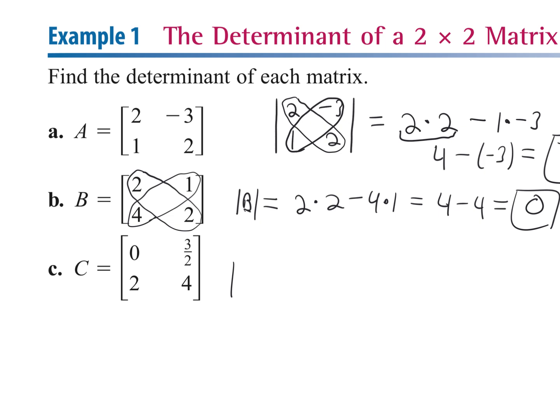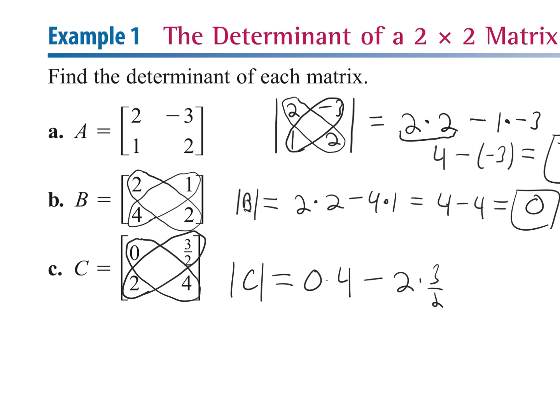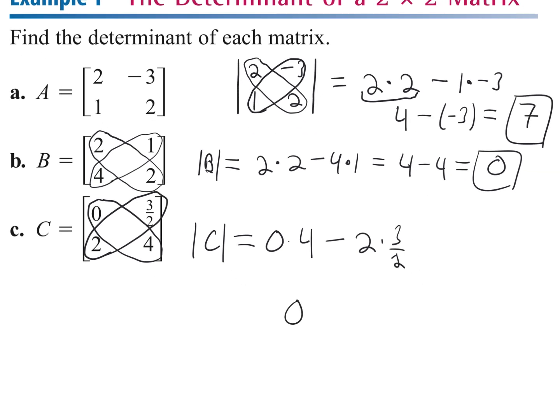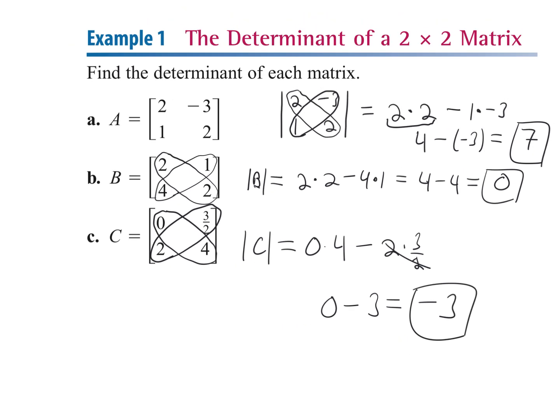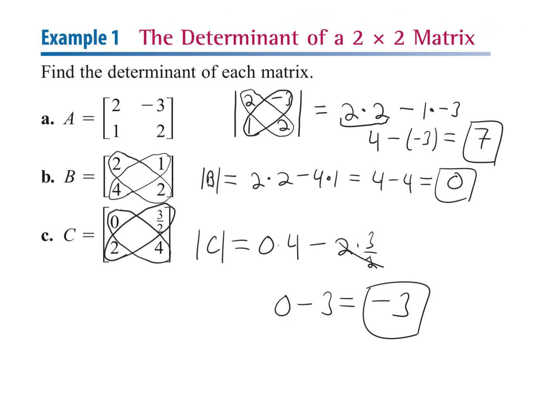Okay, good. So again, the determinant of C is just the product of this diagonal, 0 times 4, minus the product of this diagonal, 2 times 3/2. All right, so then we get 0 minus 3, so -3. The determinant of matrix C is -3. All right, should be pretty easy.